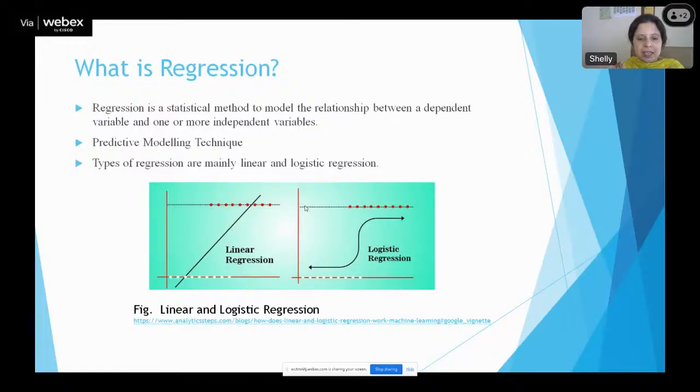Most of the time these categorical variables are binary, where this particular line denotes a 0 and this particular line denotes a 1. And then there is a sigmoid function, which says that you are trying to make a move either towards 0 or towards 1. But how you will categorize it as a 0 or as a 1 is an important point of concern.